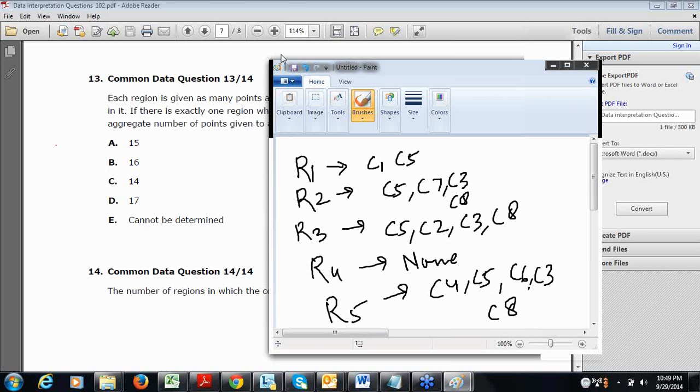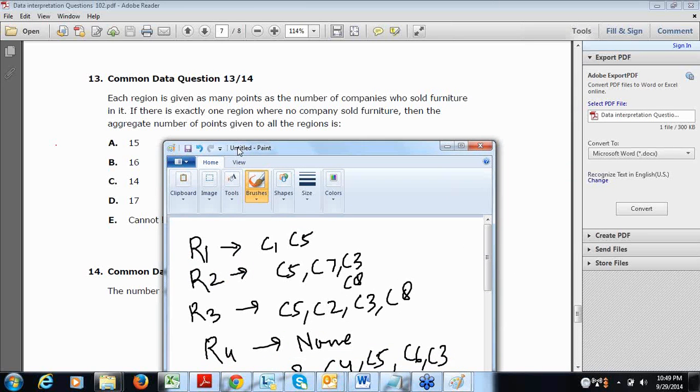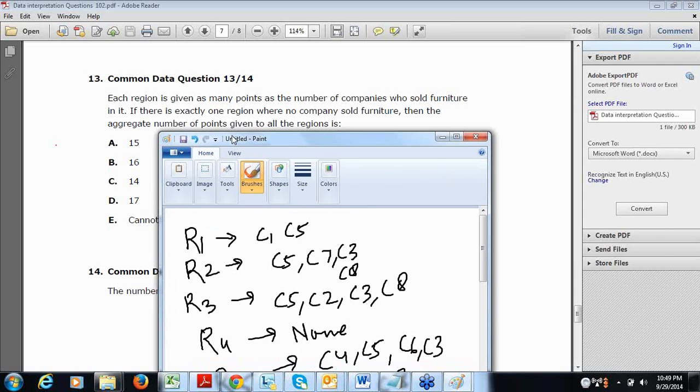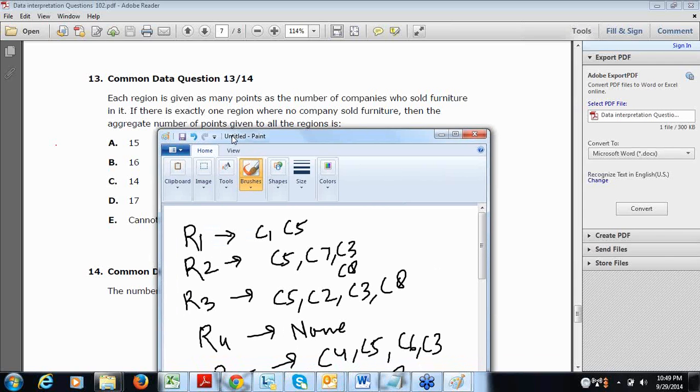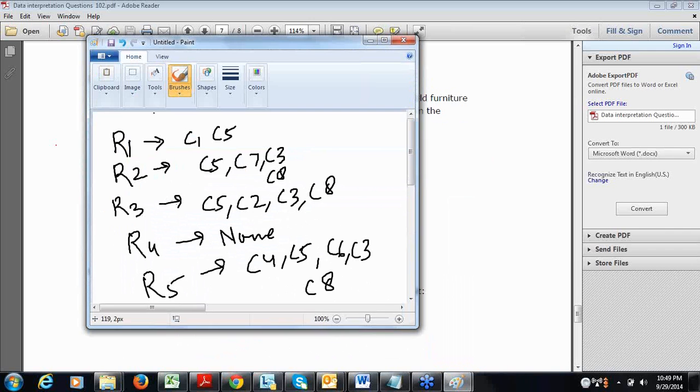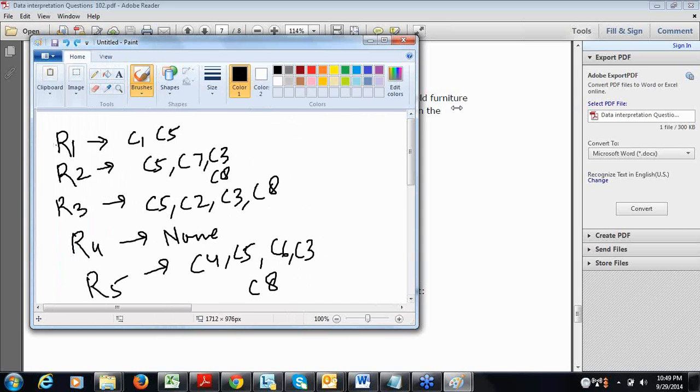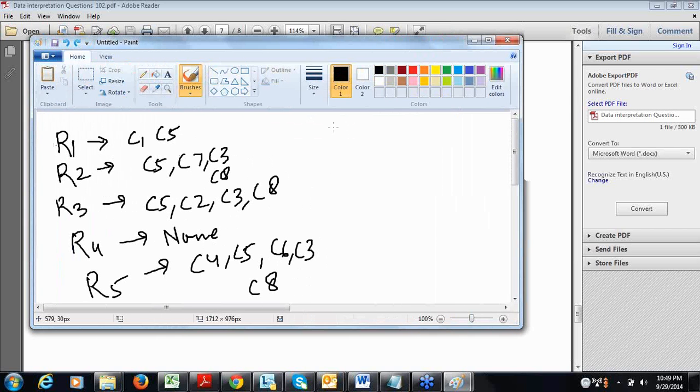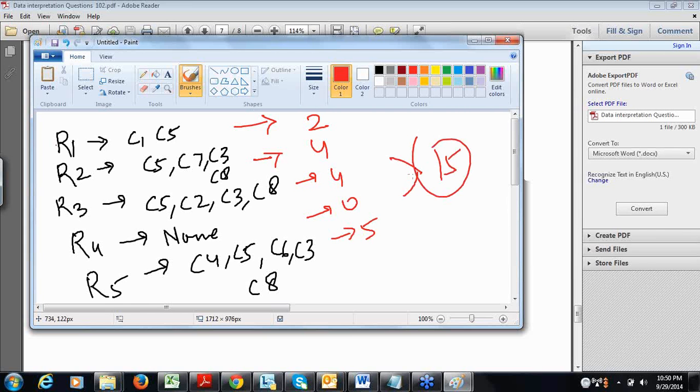Now it is asking each region has been given as many points as the number of companies who sold furniture in it. Exactly one region is where no company sold the furniture. So R5, no company sold furniture. So it is saying for each region a point has been given. So for region 1 we have 2 points, 4 points, 4 points, 0 points, 5 points. Total is what? 15. Okay.